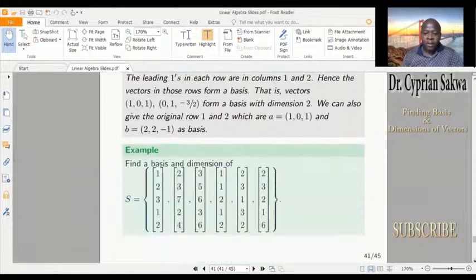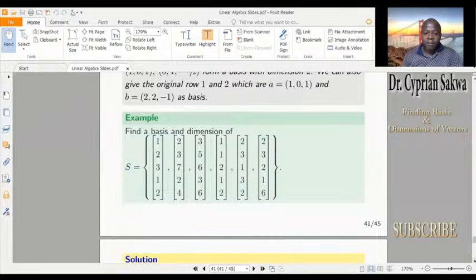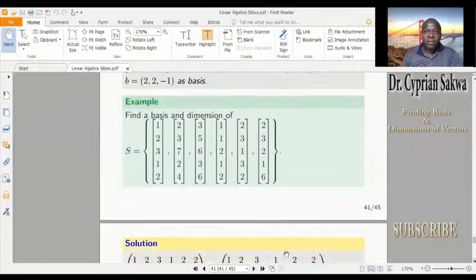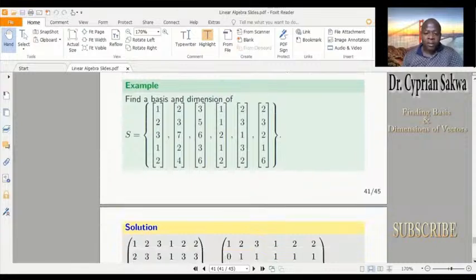So this is my other example. Find a basis and dimension of this set. I'm given this set, and this set has this vector, this other vector. How many vectors are these? 1, 2, 3, 4, 5, 6. These are vectors that are in column form. Remember, they could be given to you in row form, but these ones have been given to us in column form. So I want a basis.